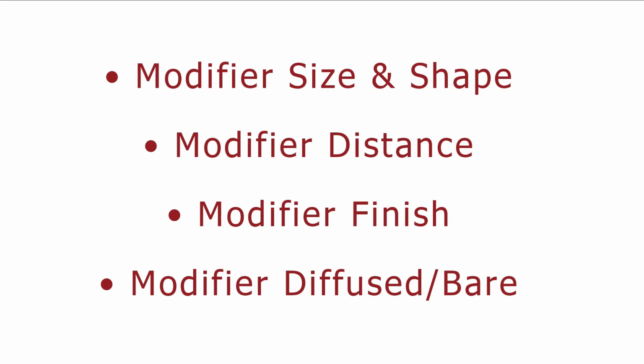Obviously, the more diffusion you have on it, the more diffusion fabric, interior baffle, and exterior diffusion, the softer the quality of light you're going to have. It can still be hard light, but just a little softer depending on how much diffusion. Or you can use that modifier bare, and that is really going to give you a harder quality of light.